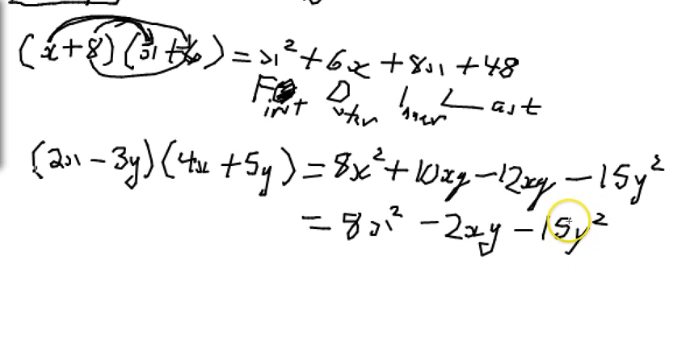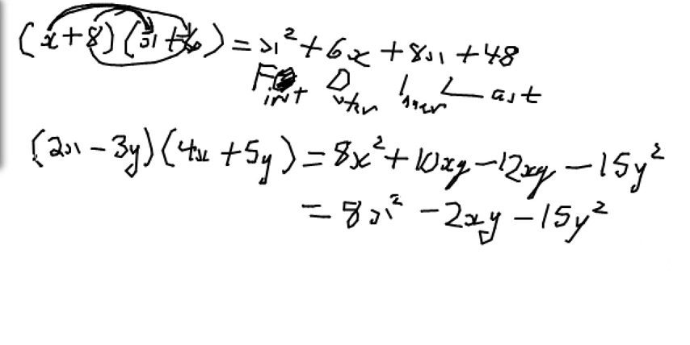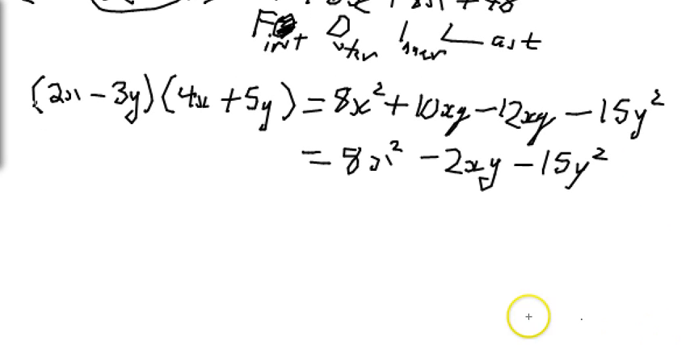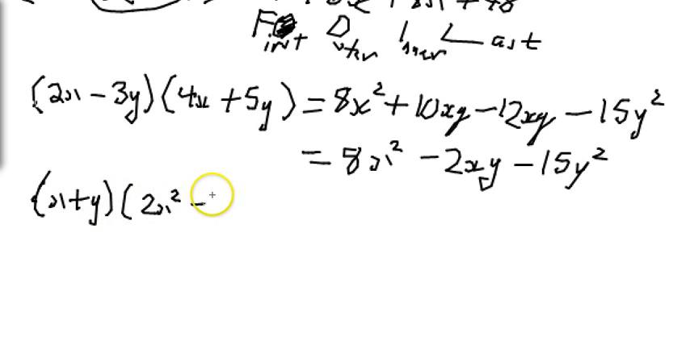Okay, what happens if you have a binomial times a trinomial? Now with 2 binomials together, we know we get 4 products. With a binomial, let's say x plus y, and a trinomial, 2x squared minus 4x plus 3.